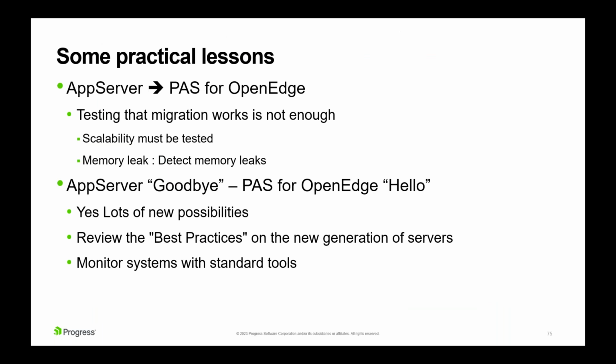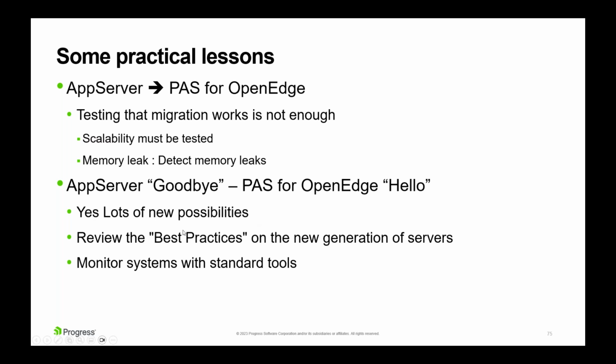Some practical lessons also. When you migrate, migration and unit testing are not enough. You need to check if you have memory leaks, because of multi-session agents, you may or may not have them. And if you have memory leaks, you can get an out of memory message, and you need to detect it. In PASOE, we also have features to detect everything and to help with this. So if you have memory leaks, perhaps they will be highlighted by PASOE.